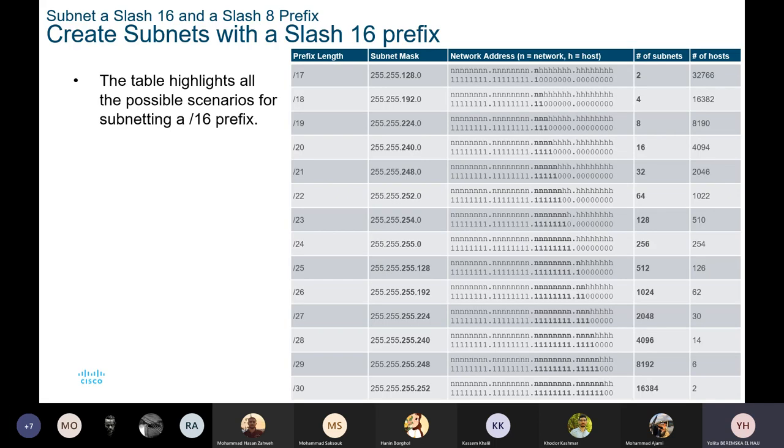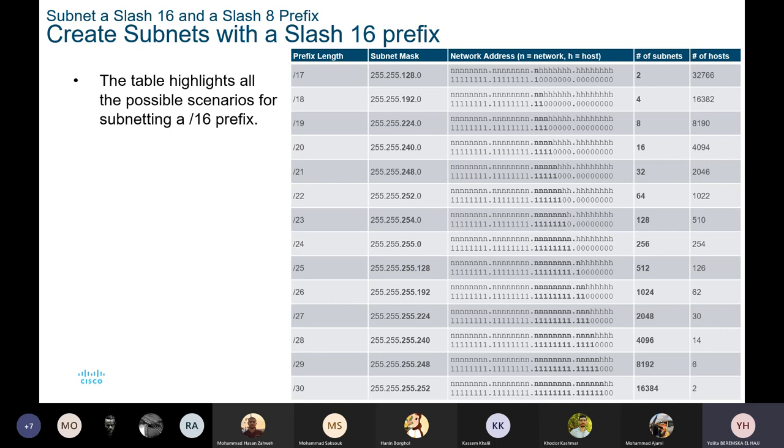Okay, for the subnets that we want to create for slash 16, starting with the 16, and after we subnet to 17, we take one bit. This 16 is initially for the network, the rest for the host. But because we want to provide 17, we take the first bit, the most significant bit, from the host part. So we have here 0 and 1 with the slash 17. So we have two subnets, and the number of hosts for these subnets is 32,766. Why? Because we have 8 plus 7, 15 bits for the host address.